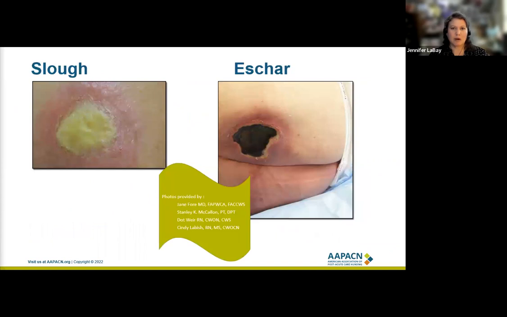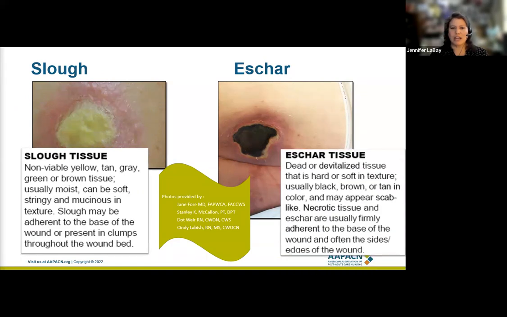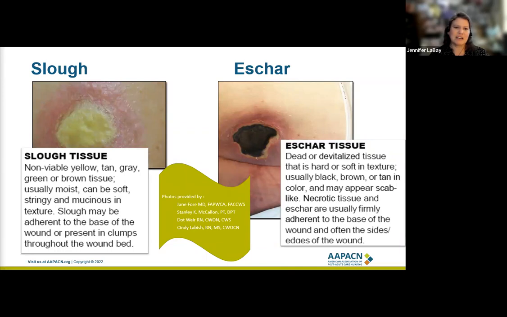And then we have a couple more pictures of the difference between slough, which is that non-viable yellow, tan, gray, green, or brown tissue, and then the eschar, which is dead or devitalized tissue. It's important to understand the difference between eschar and a scab. Scab is part of the healing process, whereas eschar is that dead tissue.